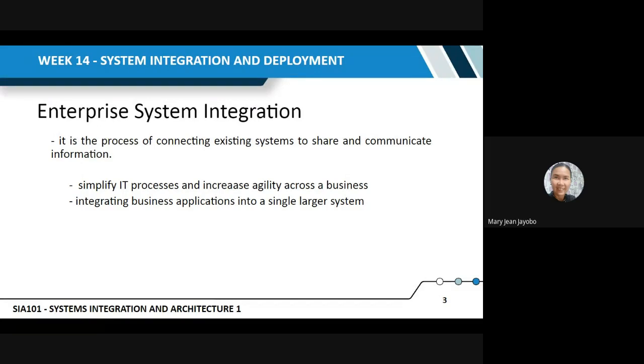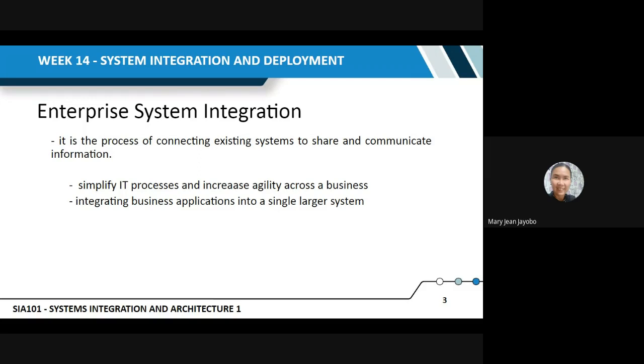When we say enterprise system integration, it is a process of connecting existing systems to share and communicate information. This is what I was trying to say earlier. You continue to connect different systems to another system. So that is integration. When we say integration, we combine or connect. The purpose of that is to exchange information and to communicate with the other system.